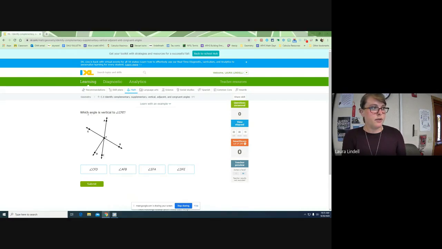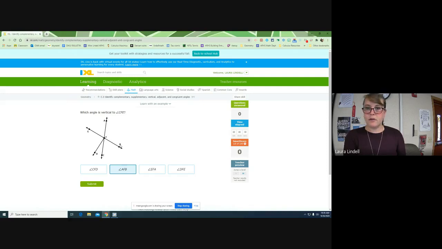So for example, it says, which angle is vertical to CFE? So this is where you have to go to the picture and figure out CFE. That's this angle here, if you trace it out. So that's this angle on this side here. So the angle that's vertical to it is the one that's across from it. So that would be AFB, this angle here. And that does happen to be one of our choices.